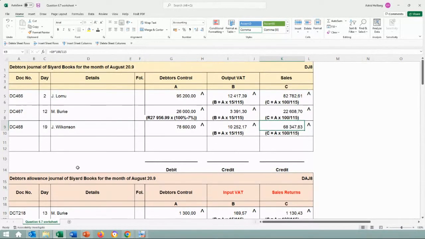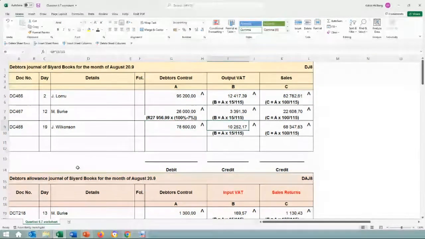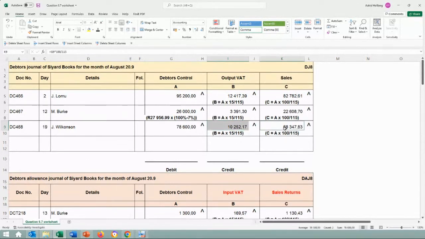Now, how do I know that I am actually balancing my journal? Remember, your main column is debtors control, so it's 78,600. How do I know I've balanced it? I take the output VAT and I add the sales amount, and I should get to 78,600, which I do here at the bottom. You can see 78,600, which means I've balanced. So we're going to debit debtors control, and credit output VAT and credit sales. So that's how I know that I have balanced my debtors journal.